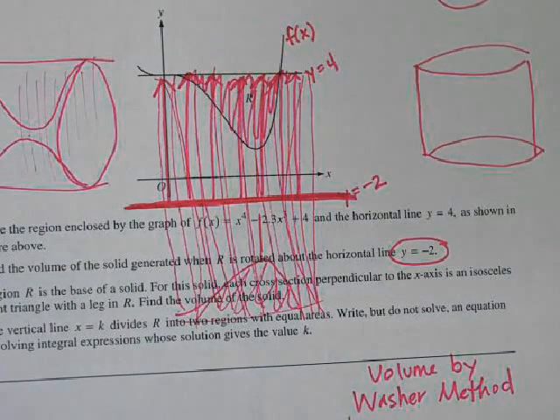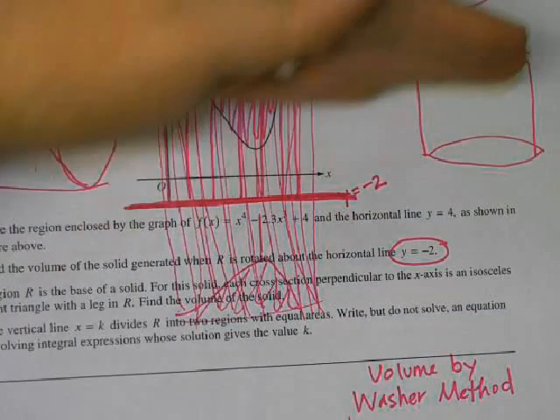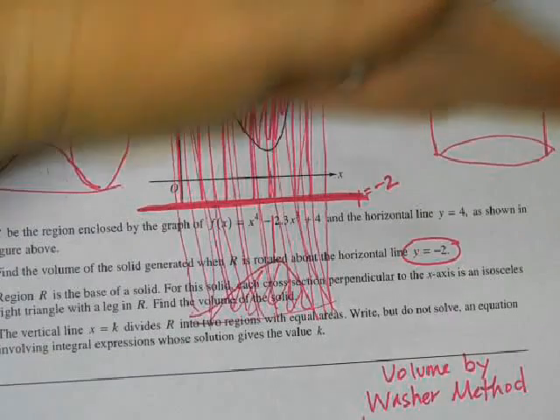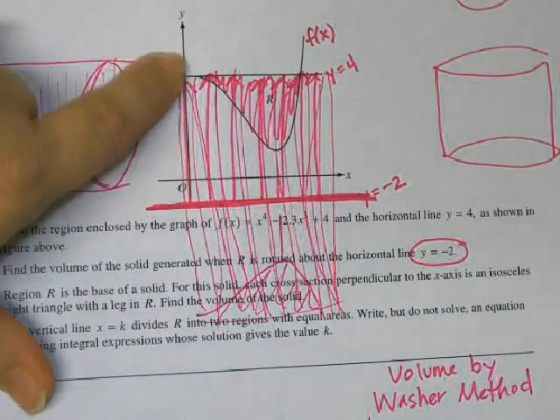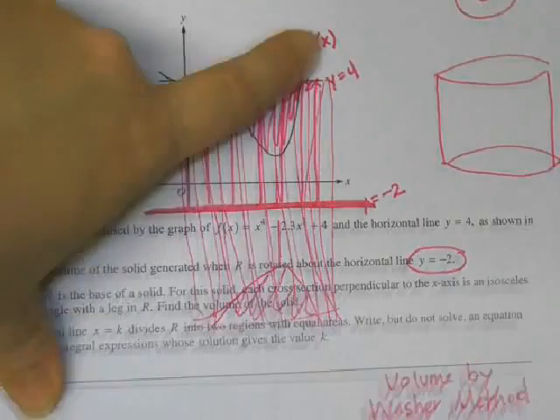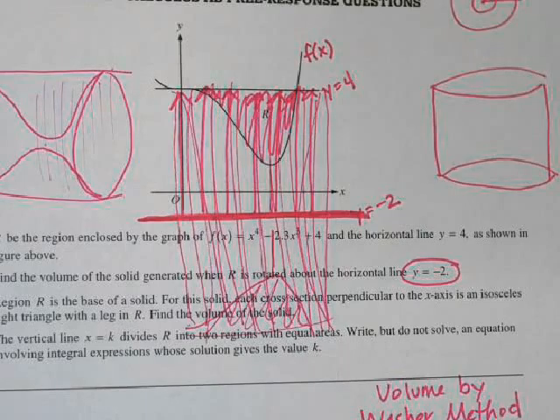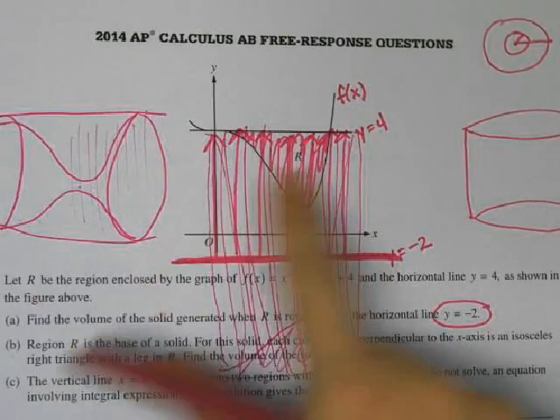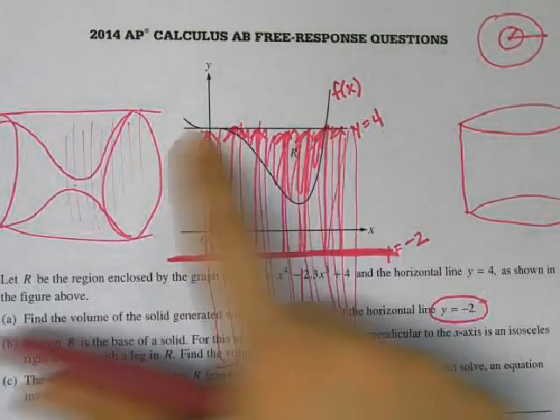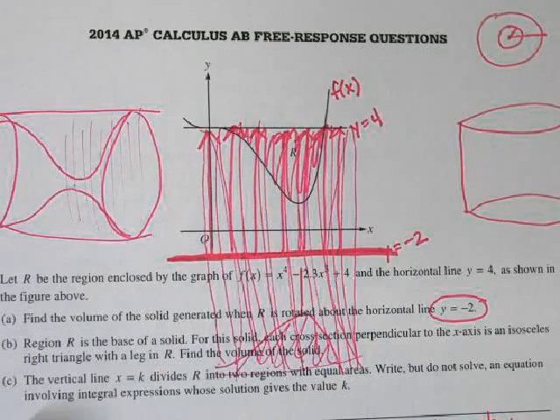Okay, so the inner radius squared. Notice the inner radius is not constant. The inner radius is from the axis of rotation to the inner edge of the area that you're rotating, and it's not a constant. So any guesses on what this would be? Yep, so the distance from -2 to this curve right here. It's kind of tricky.